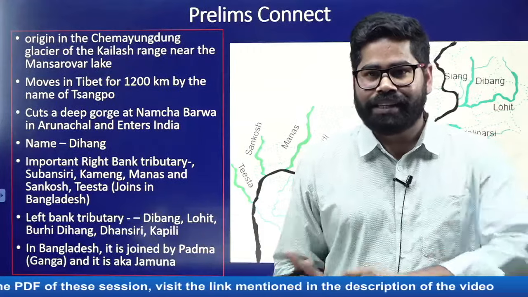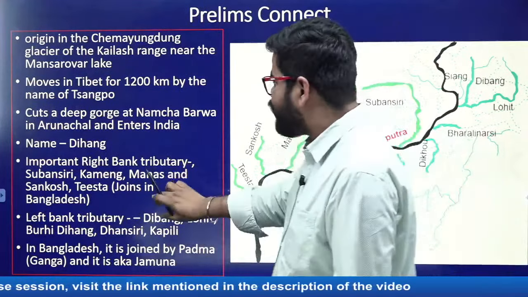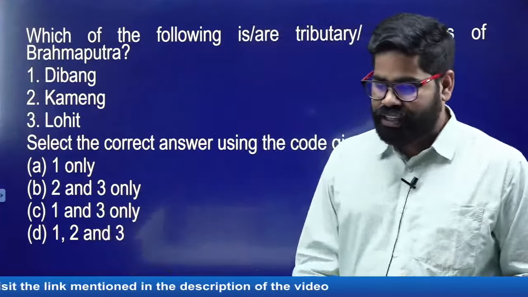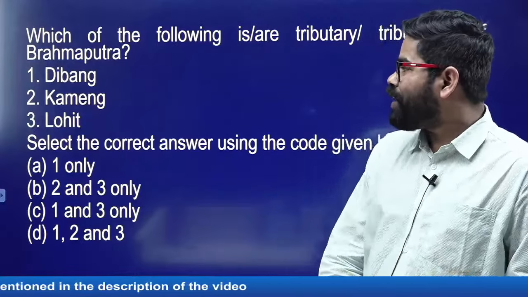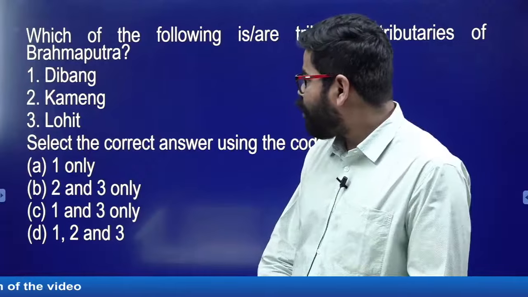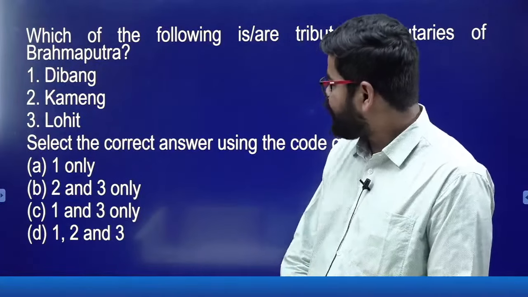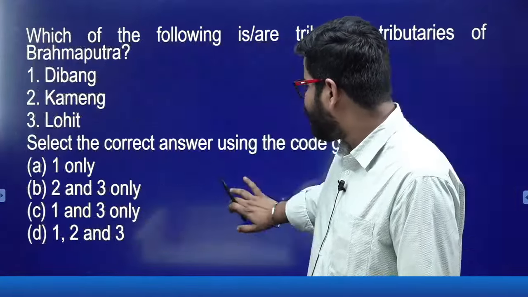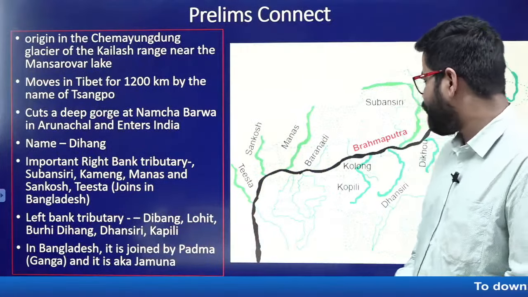Okay, and this is directly from the NCERT, so then you can go for the D option, that is 1, 2 and 3. Why have you eliminated Dibang? Achha, you have eliminated the second option, Kameng. Many of you have given C. Why have you eliminated Kameng? Kameng is a tributary of it.